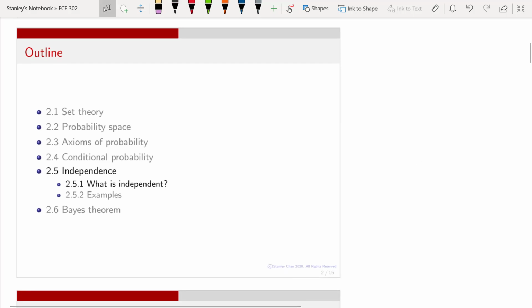So here is the outline of today's lecture. We will talk about the meaning of independence, and I'm going to show you examples. By the end of this lecture, you will be able to distinguish between what is independence and what is disjoint. You will be able to tell whether two events are independent or not, and you will be able to argue from a more mathematical way than just hand-waving arguments. And this will make you substantially different than someone who does not know independence.